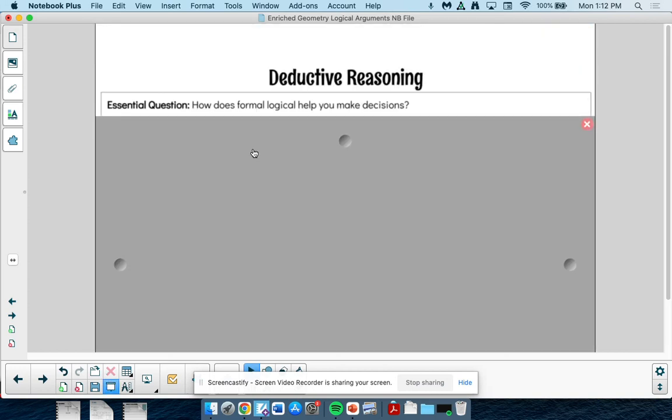Okay, so up until this point, we've done inductive reasoning. Who can remind me what inductive reasoning is? Conclusions based on what? Observations, patterns.